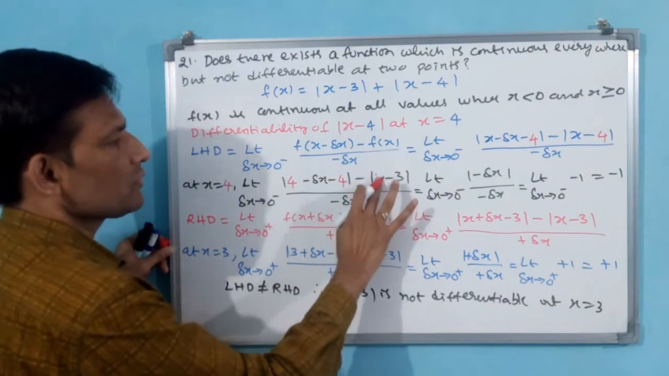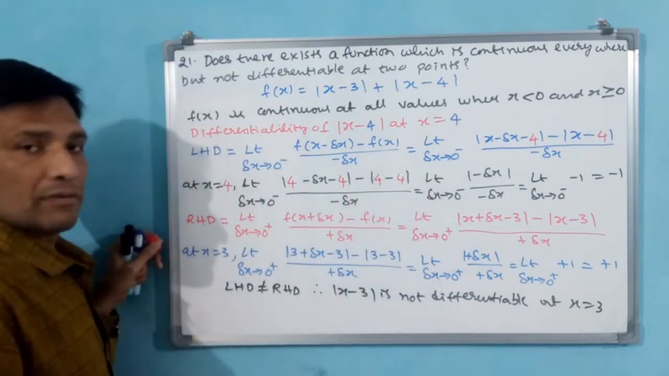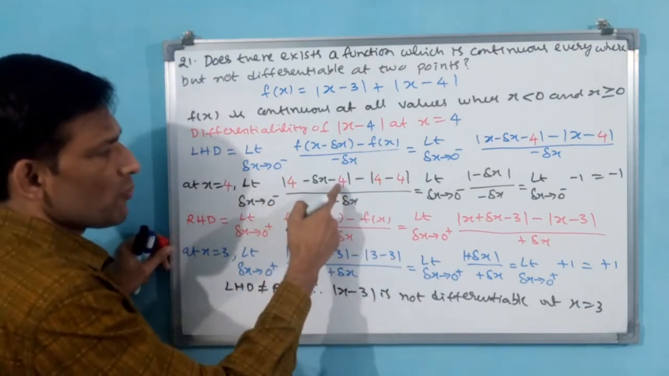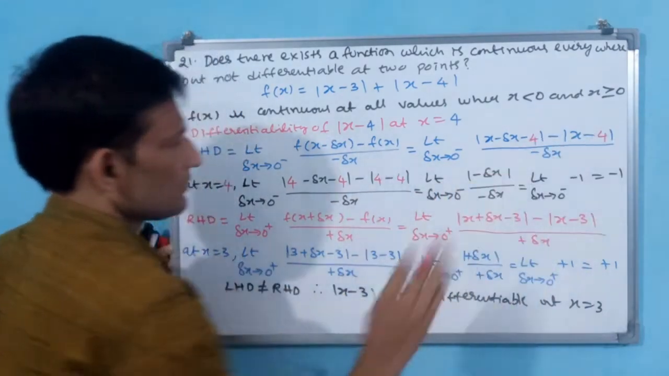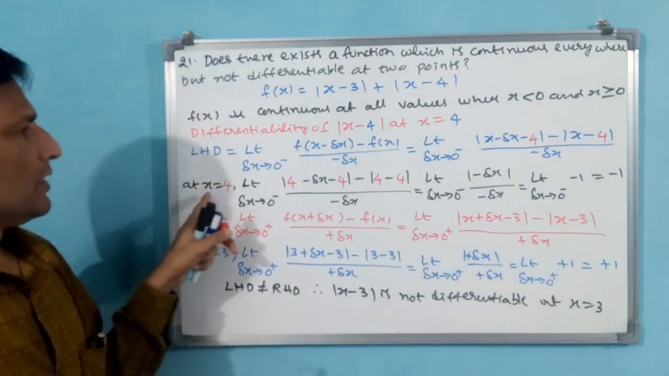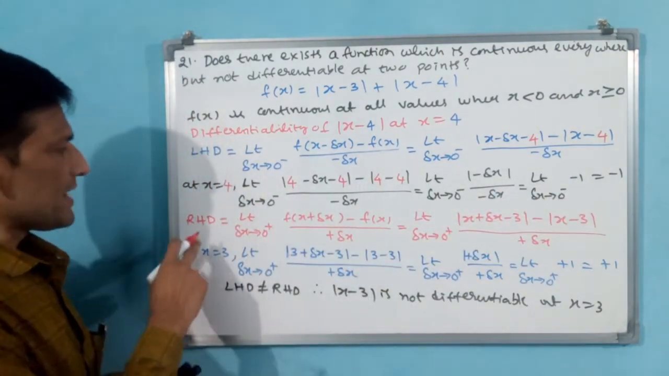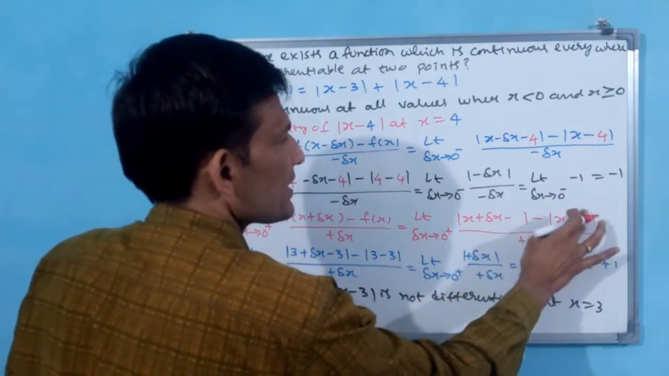4 minus 4. Here also 4 minus 4. Okay. 4 minus 4, 4 minus 4 delta x. That means 4 minus 4 is going to get cancelled, but minus delta x modulus by delta x, this is same again. Okay. Left hand derivative has come minus 1. Now come to right hand derivative. This formula is same, but here, not 3. You have to write it as 4.